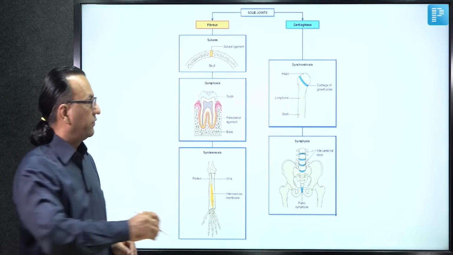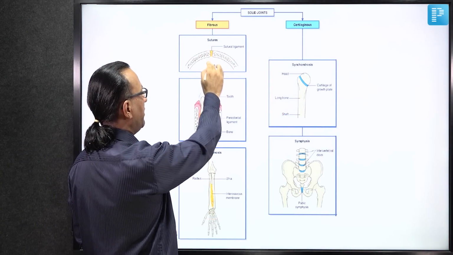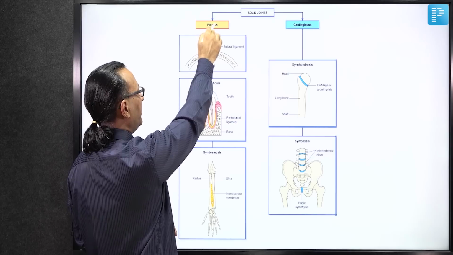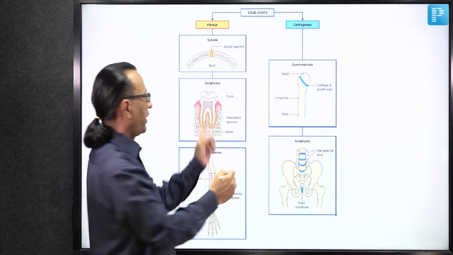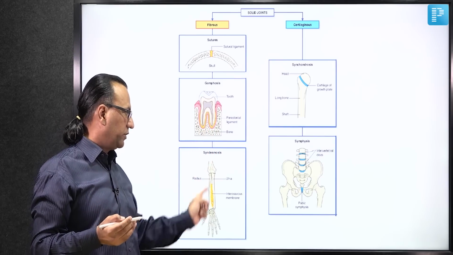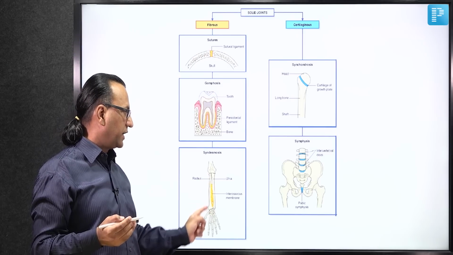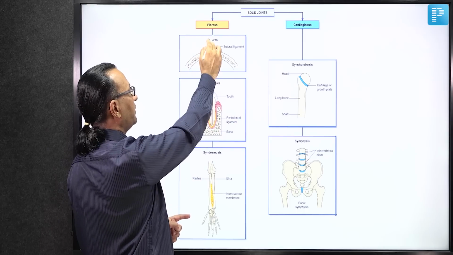As you notice, if it is a joint between the skull bones, it is a suture coming under the fibrous variety. Under the fibrous variety, you have two more classifications. The tooth and socket, which is called the gomphosis joint. And this was our question, middle radio-ulnar joint, the syndesmosis. So these are the three subclassifications under the fibrous joint.